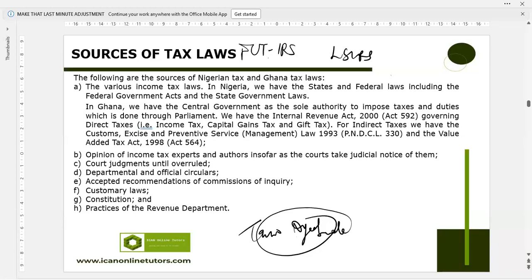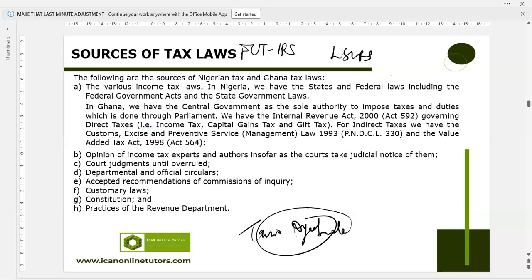Then we have Yomi Ogunbenro. Then we also have Yomi. So we have them. They are all experts. Courts and tax administrators take note of the opinions of these experts, then they put them into practice. In fact, some of them are even part of the Nigerian Fiscal Committee and the likes.